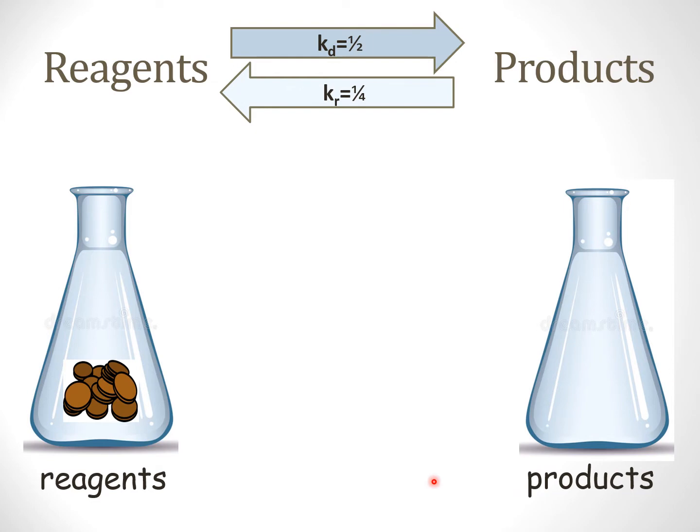So let's consider in the first example that we have on the reagent side 360 coins, and on the product side we have nothing. So the product flask is empty. What is the quotient? The quotient would be 0 divided by 360, that is 0, right? So we have a quotient of 0.